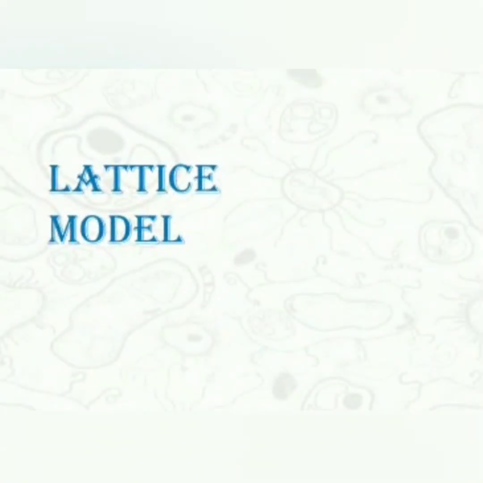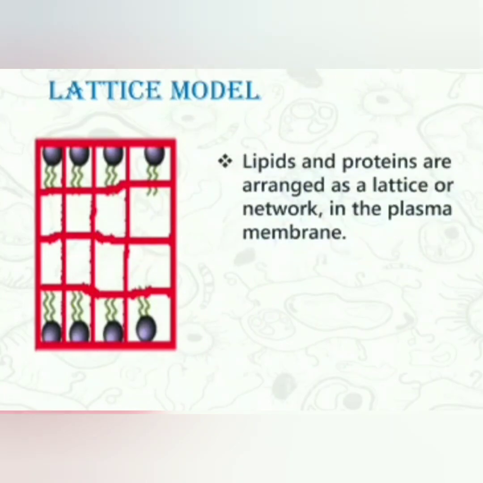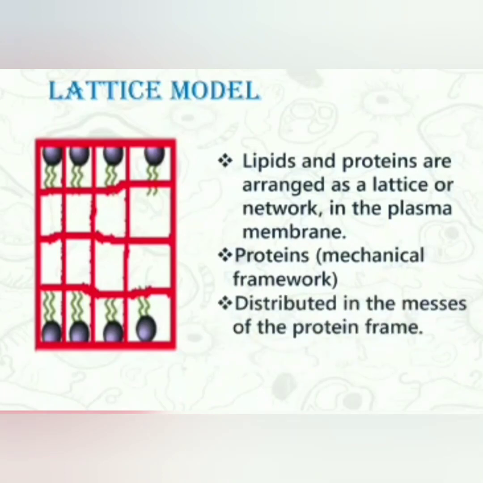Lattice model. Lattice model was proposed by Ulpers in the year of 1941. According to this model, lipids and proteins are arranged as a lattice or network in the plasma membrane. Proteins form a kind of mechanical framework. The liquid component is distributed in the meshes of the protein frame.